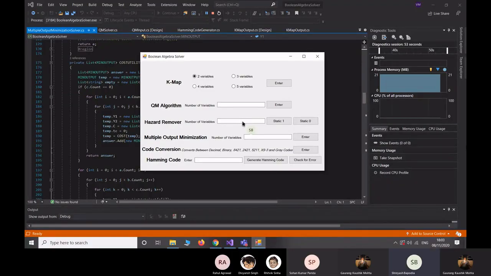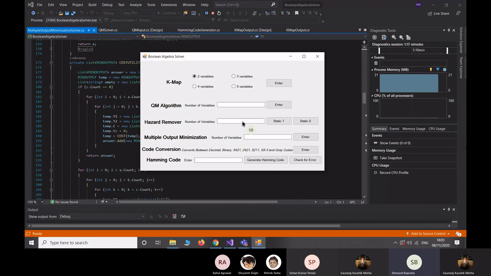Hello, I am Shreyash Bapodia and I will be showing the simulation of multiple output minimization. The multiple output minimization algorithm generates the product terms with maximum sharing between the output functions so as to minimize the cost of functions. This code is applicable for two functions only without using don't care conditions.